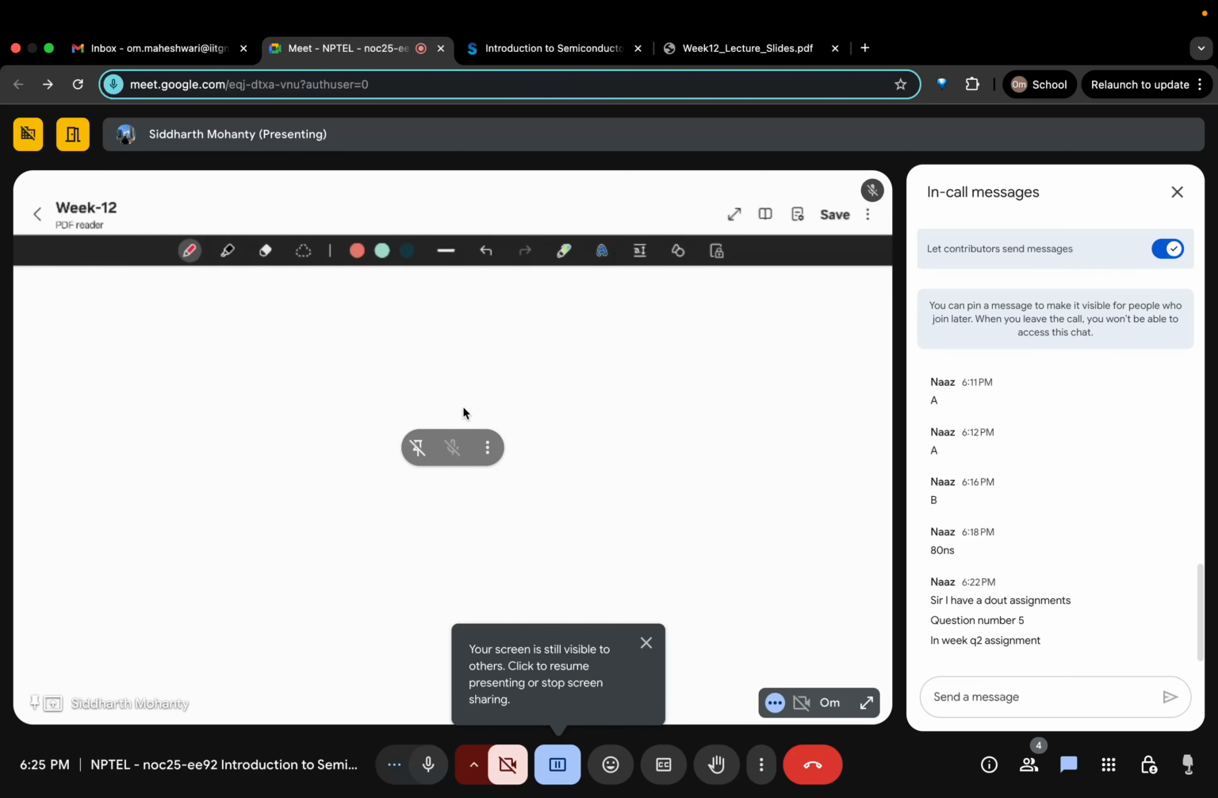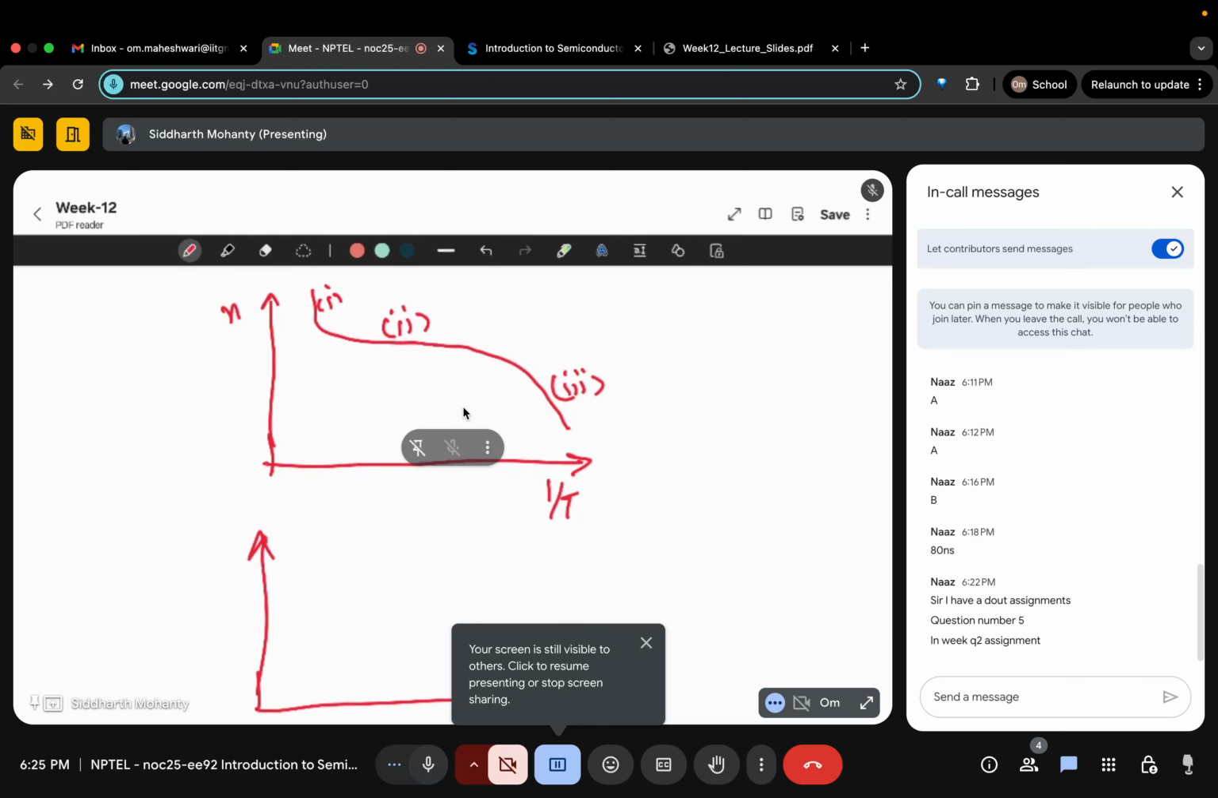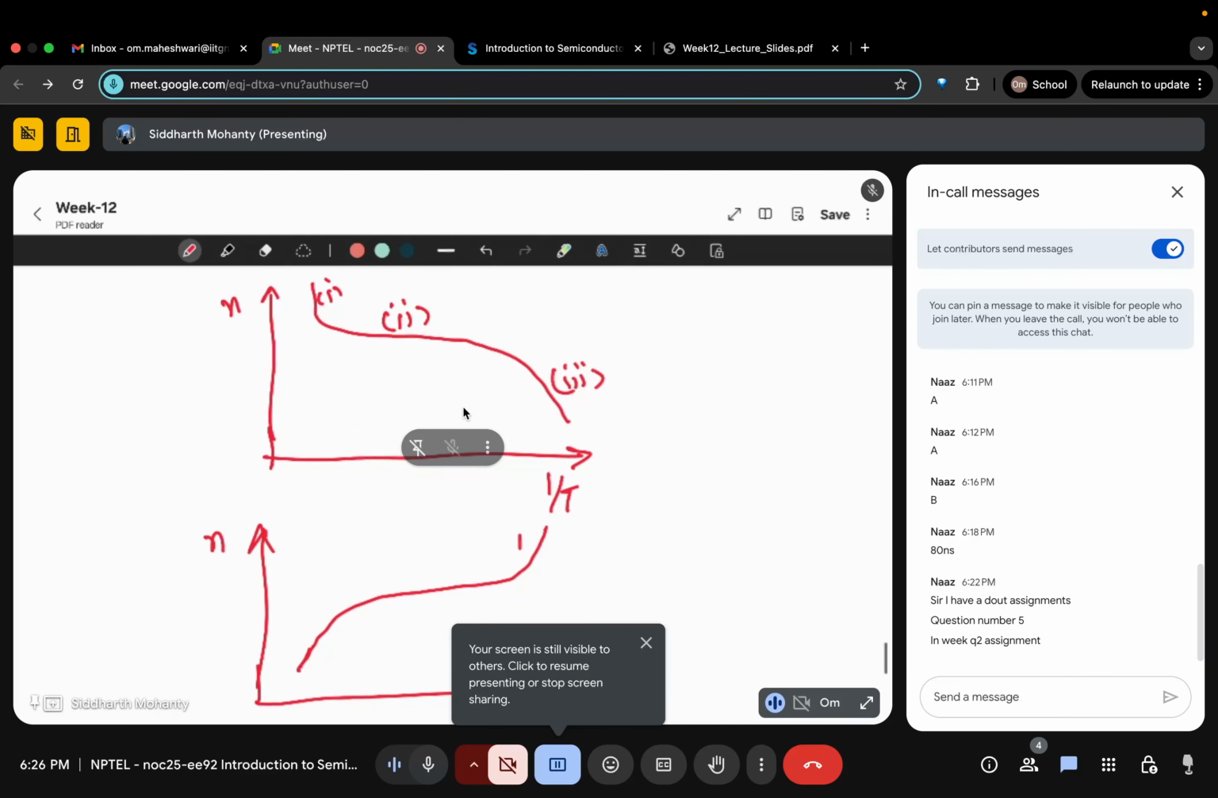So in this question, we have been given n is 1 by T. We have to tell which region is which: 1, 2, and 3. So first I'll draw n versus 1 by T. If I take n versus 1 by T, it will look something like this, right? So this is 1, this is 2, this is 3. So Ni increases with temperature, something like this is Ni.